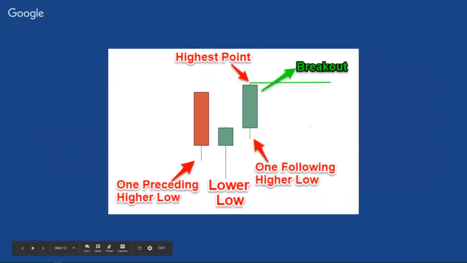Step 5, you will buy when the highest point of the swing low is broken. So you have this 3-candle swing low pattern right here. Now you're going to look for a break of the highest part of the swing low pattern. So if this candle is higher, you can look for a break of this one. If this candle is higher, you're going to look for a break of this one right here.